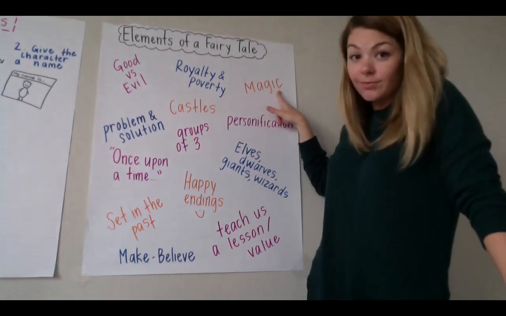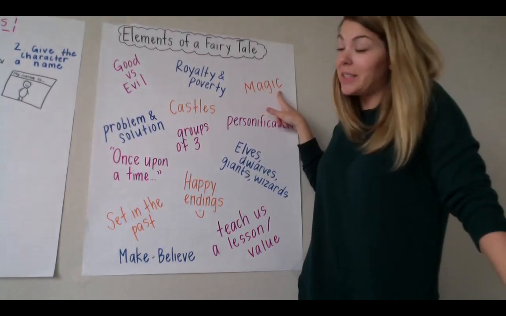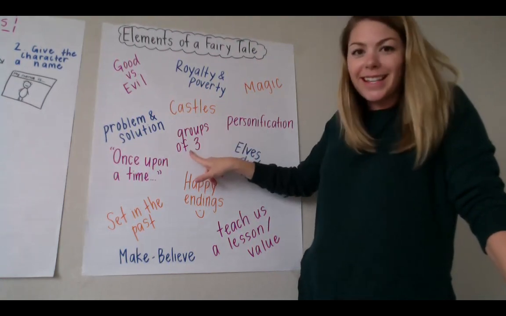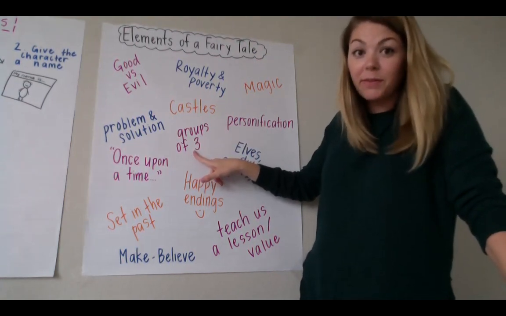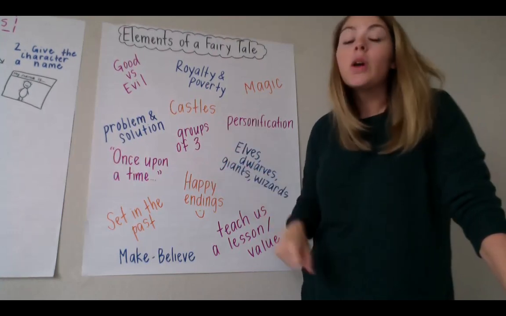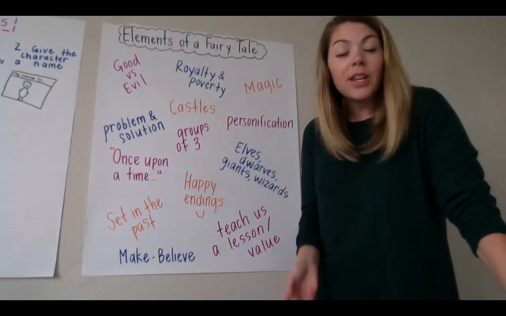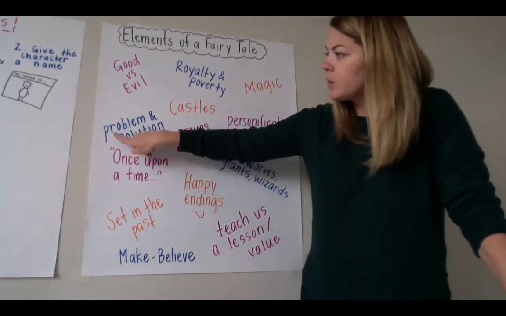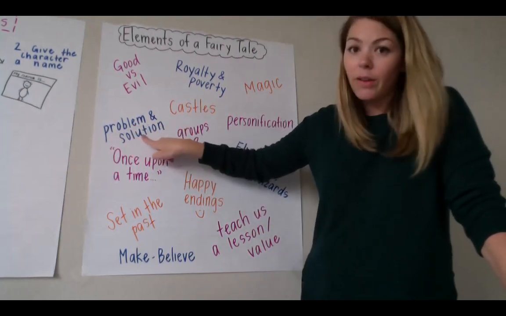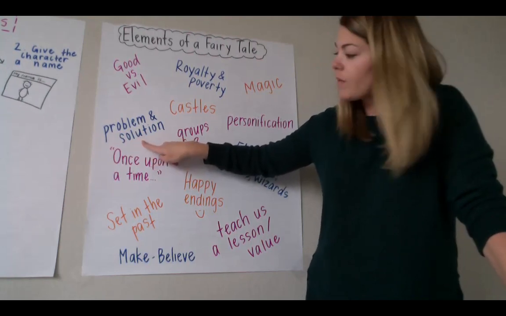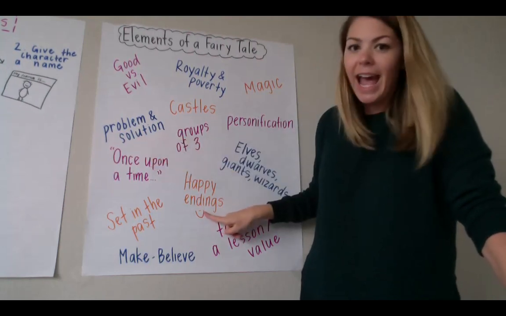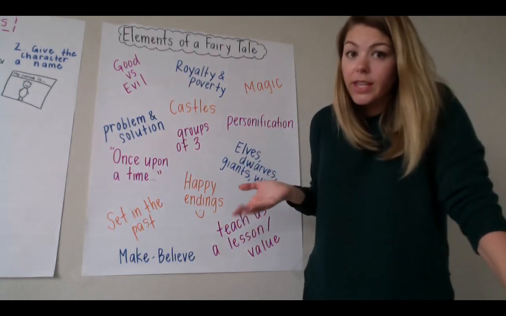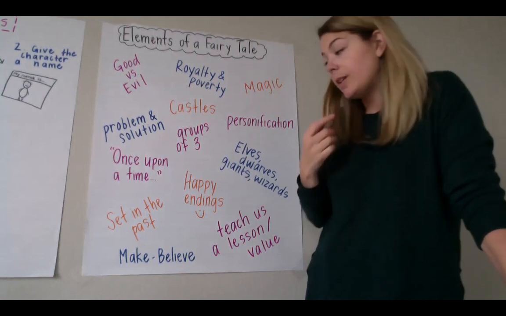There's magic in some fairy tales. A lot of fairy tales have magic. Castles. One thing that's funny about fairy tales is a lot of times the characters are in groups of three, like the Three Little Pigs or Goldilocks and the Three Bears. So we might notice that as we read some of the fairy tales. Also, fairy tales will have a problem and then they solve the problem. And once they solve the problem, it typically has a happy ending because they've resolved the problem. And so everything is good at the end of the story, okay?